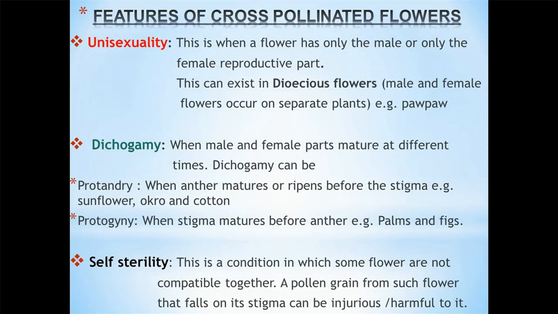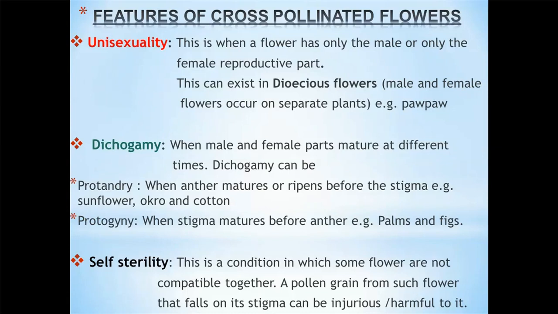Number one, we have unisexuality. Don't forget, we talked about bisexual flowers. So this occurs in unisexual flowers, whereby they have only one of the reproductive systems, maybe the male only or the female only. So this is when a flower has only the male or only the female reproductive part, and this can exist in dioecious plants.